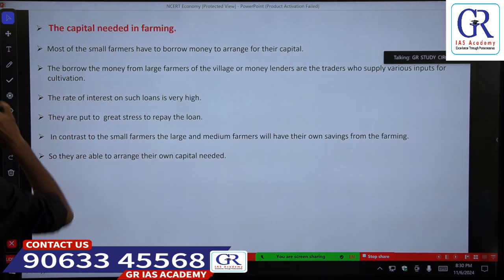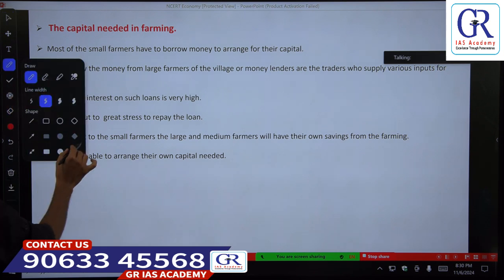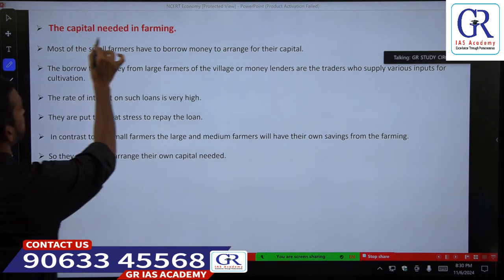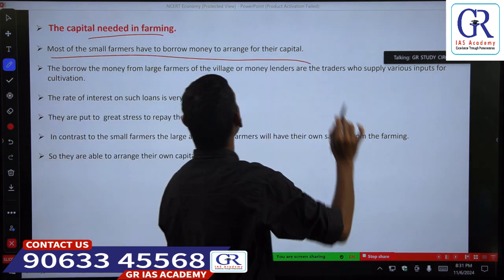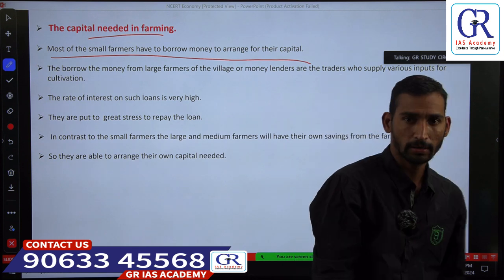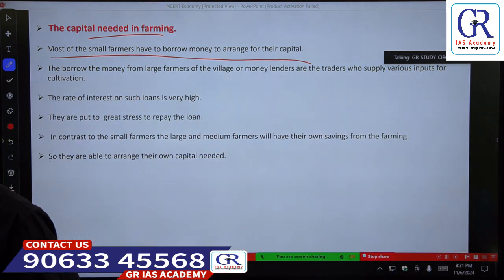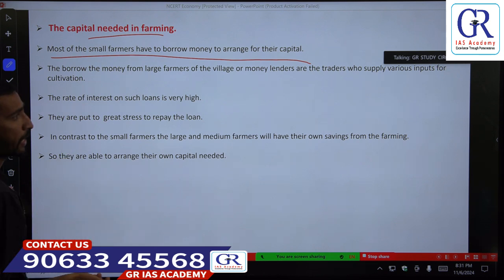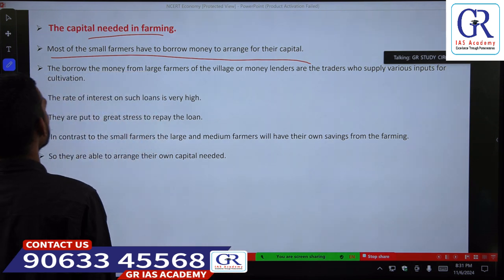Next, the capital needed in farming. Most of the small farmers have to borrow money to arrange for their capital. Most of the families are small and marginal farmers. In Palampur village, small and marginal land holdings are more, so most of the families are small and marginal farmers.